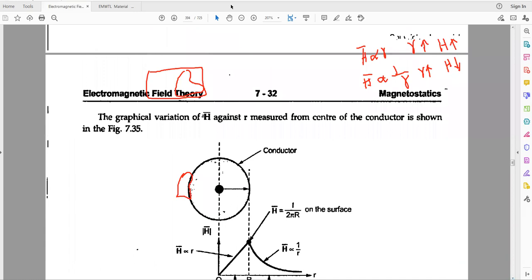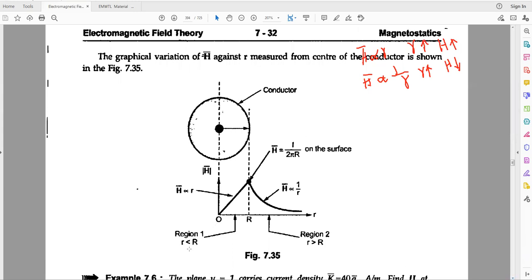According to the diagram shown here, you see, from 0 to R, in the radius region where r is less than R, slowly it increases. As r increases, H bar also increases in this region. Coming to the second region, for r greater than R, H bar is proportional to 1 by r. In the denominator, as r increases, H bar decreases. So when r is inside, H bar slowly increases, and outside it slowly decreases and goes to the zero value. Okay.